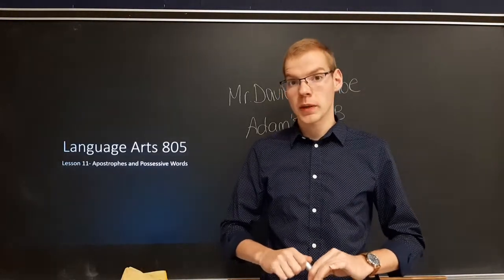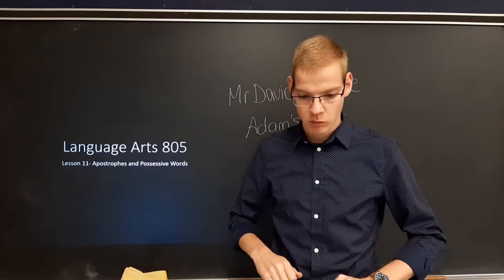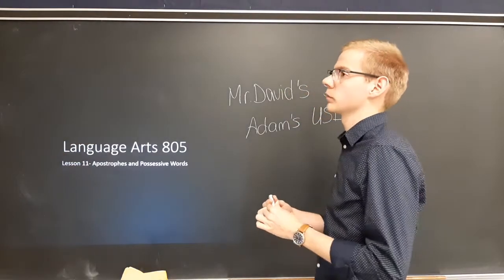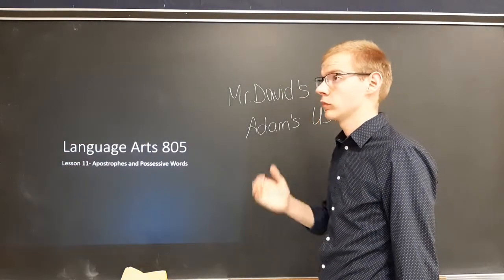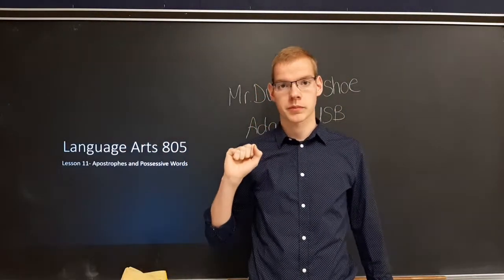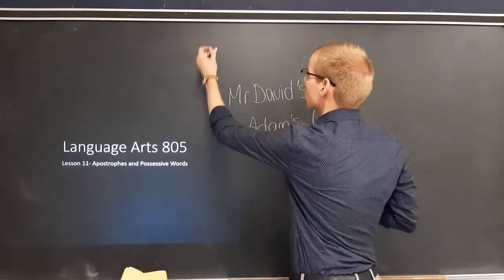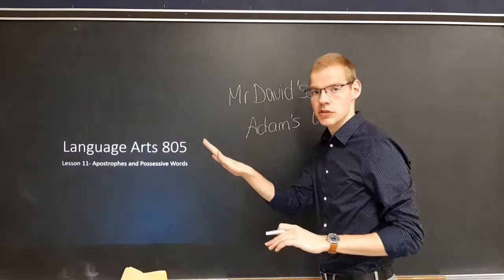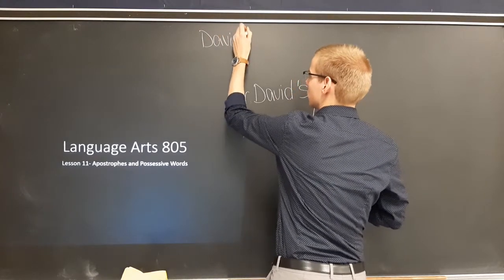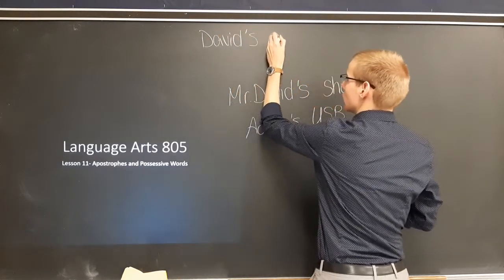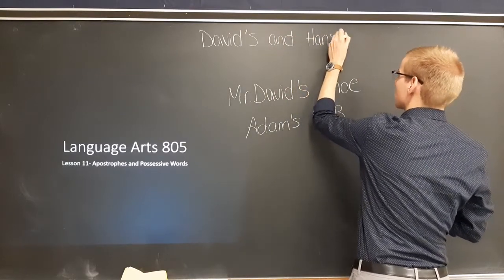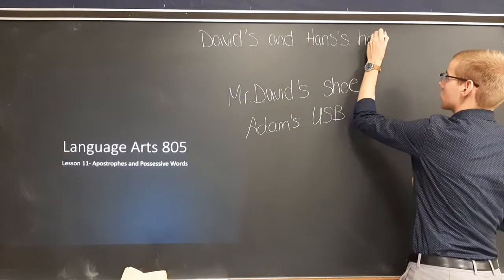Now, if there's two people that own more than one thing, so let's say I had a house and Mr. Hans had a house, then we would write, I'll just eliminate the Mr. for now, David's and Hans's houses.